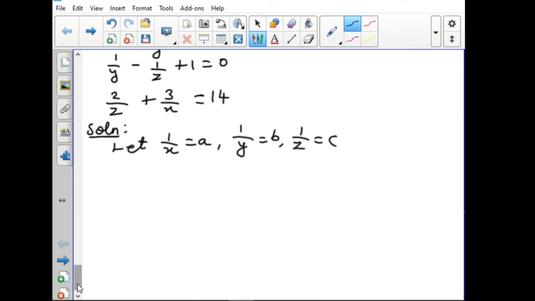Why are we assuming here? Because x, y and z are given in the denominator, so we assume 1 by x equal to a, 1 by y equal to b and 1 by z equal to c. Our assumptions we have to apply in the given equations. So we have to use it in the first given equation. What is the first one here?